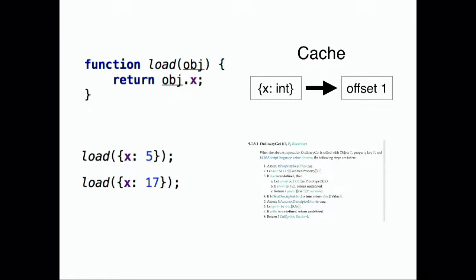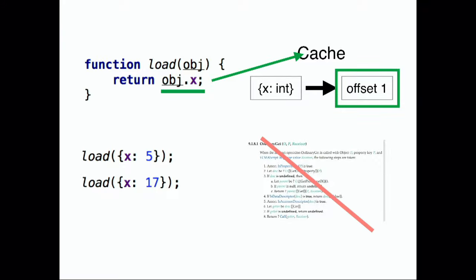So when we later in the program call load again, we're calling it now with a different object. This one has the object x is 17 and not 5, but they look very much the same if you think about the shape of these objects. So when we do this again, and we get to this property access, well, we're being smart now. We check the cache first to see if maybe we have already figured out how to do that. And we realize, yes, we have exactly these kind of objects. We have an entry for objects that look like this in the cache. So let's just get the offset, because that is where that value is. And we can forget about these 10 steps that otherwise we'd have to do.